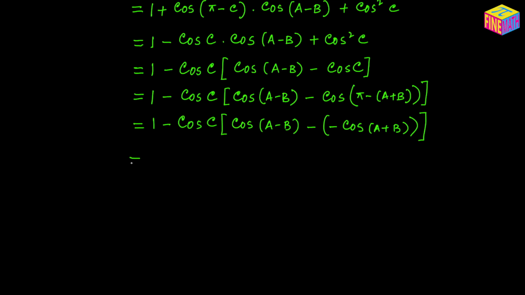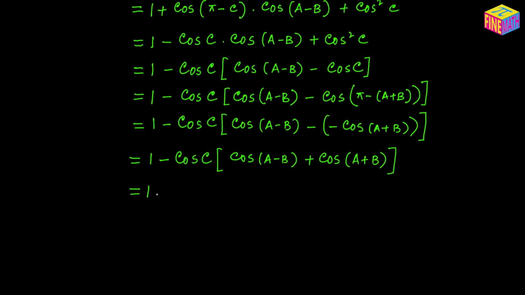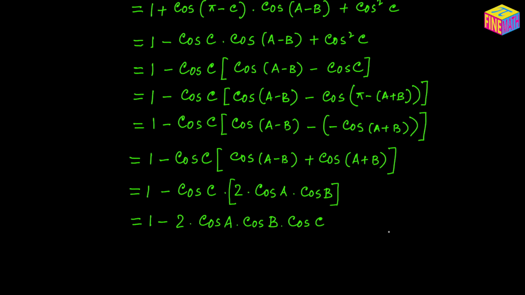So from here we can say then this is equal to 1 minus cosine of C times cosine of A minus B plus cosine of A plus B, and we know that cosine of A plus B plus cosine of A minus B is equal to 2 times cosine of A times cosine of B, so we can write it as 1 minus cosine of C times, this will be 2 times cosine of A times cosine of B. Now finally if we remove the bracket and rewrite it, it is going to look like 1 minus 2 times cosine of A times cosine of B times cosine of C, and that's exactly what we needed to prove.